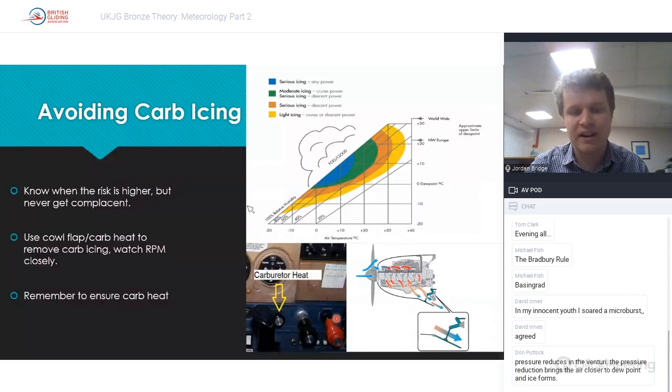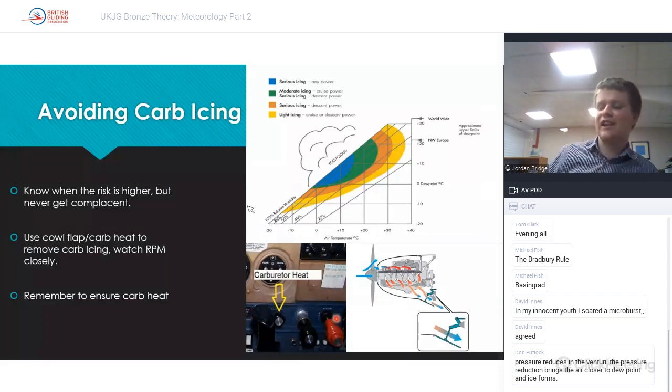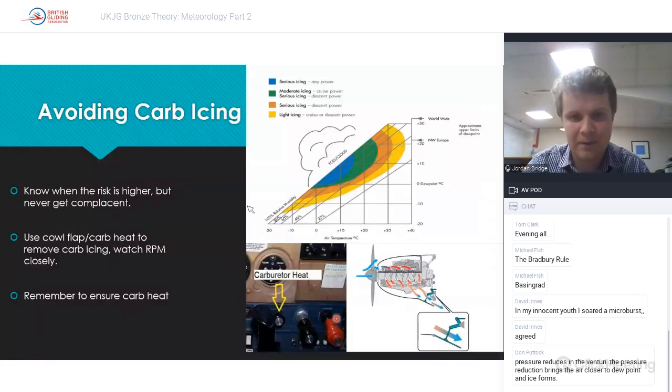Remember to ensure the carb heat is also being used at the right time. You don't want to find it's fully out when you want to do a go around, because otherwise you'll find the engine is not generating full power. And you can see on here a diagram of a cowl flap as well. And the fact if you close that up, everything keeps a little bit more warm in there.